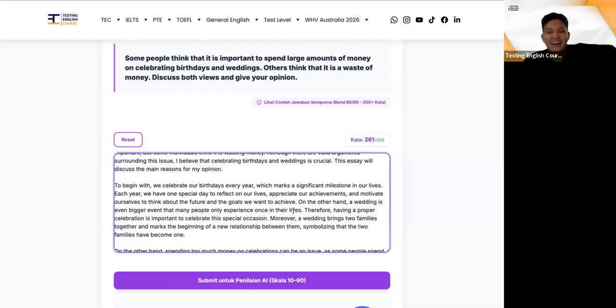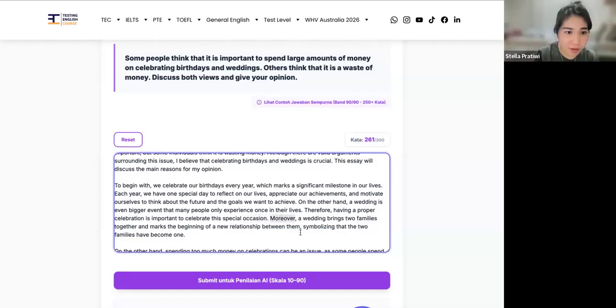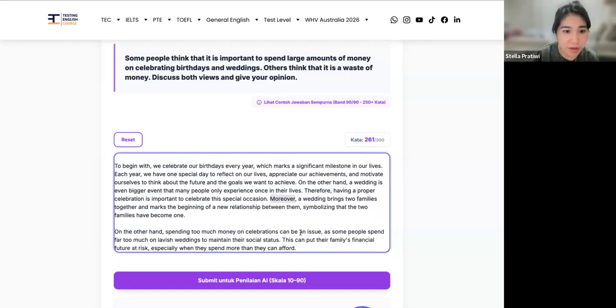Therefore, nah ini keren. Therefore, oleh karena itu, having, nah ini bagus. Having a proper celebration is, nah, ternyata langsung diimplementasikan di sini. Having a proper celebration is important to celebrate these special occasions. Nah, event sudah dipakai, selanjutnya occasion. Nah, kalau ada kata moment, lagi bawahnya justru udah kombinasi yang bagus banget. Ya kan event, moment, occasions, banyak banget ya saat-saat itu.